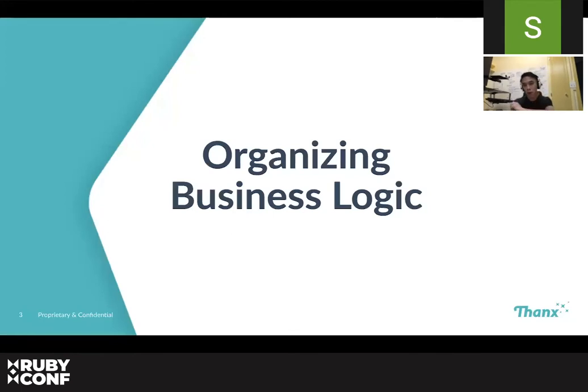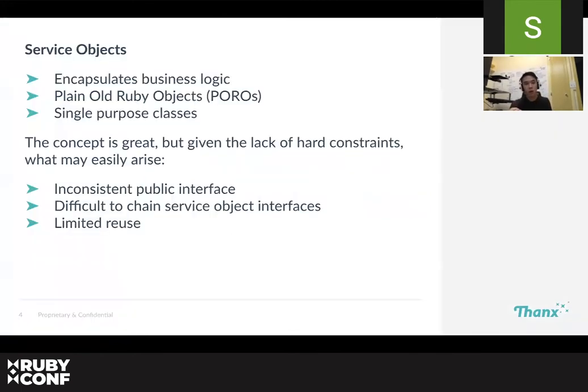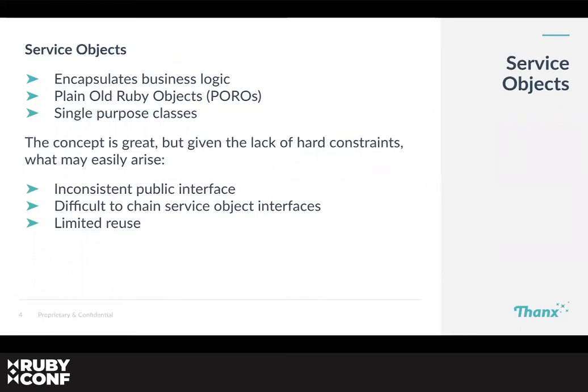So diving into our topics, organizing business logic. Some of you may be familiar with service objects. They are great. It's a great paradigm for encapsulating business logic. A lot of the time they're represented as plain old Ruby objects, so POROs. They're single purpose classes, and because they're POROs, there's no constraints on what you're able to do, what the public interface looks like. This concept is very powerful, and it addresses a lot of difficulties with fat controllers and business logic that's distributed throughout your code base.